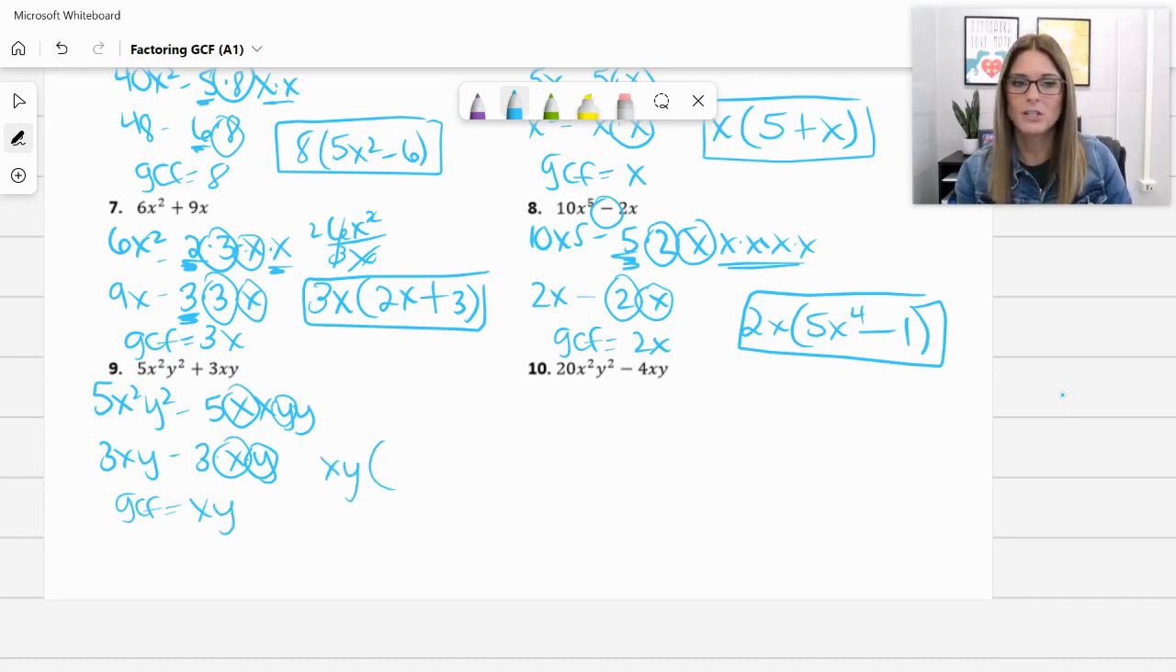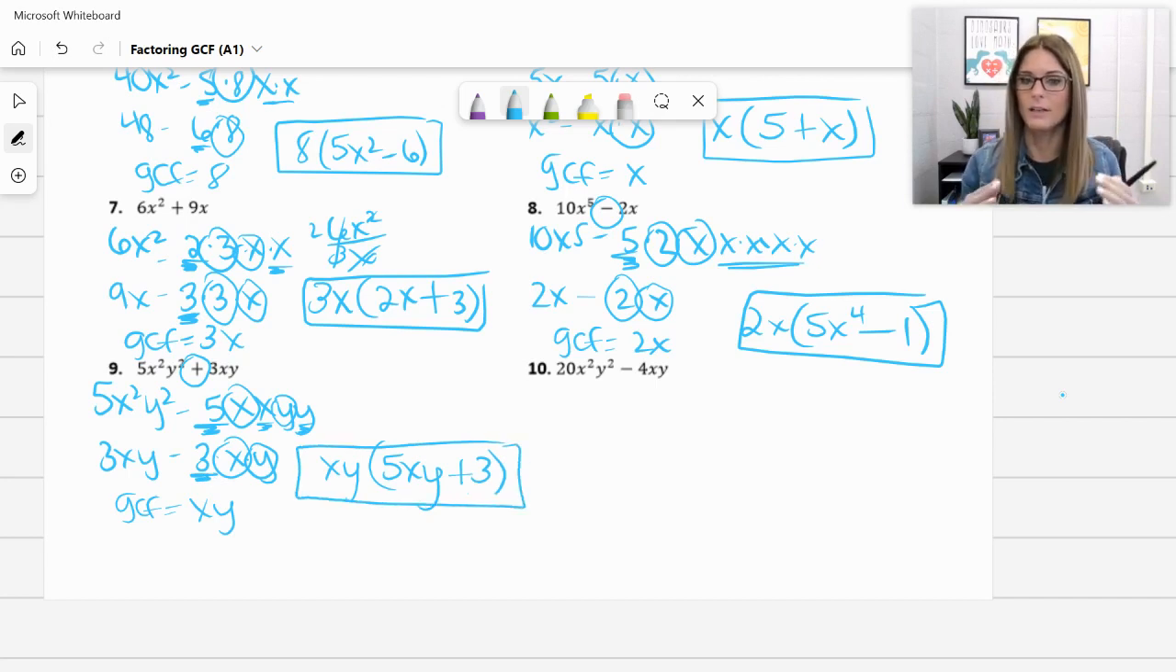What's left over from the first term? We had a 5xy. Plus, second term, what's left over from 3xy? We took away the x and y, so there's only a 3 left. Factored form, GCF was xy times the quantity 5xy plus 3. We could use distributive property. Remember, x times x will be x squared, and y times y will be y squared, so bringing us back to our original problem. Number 10, 20x squared y squared, and then a 4xy.